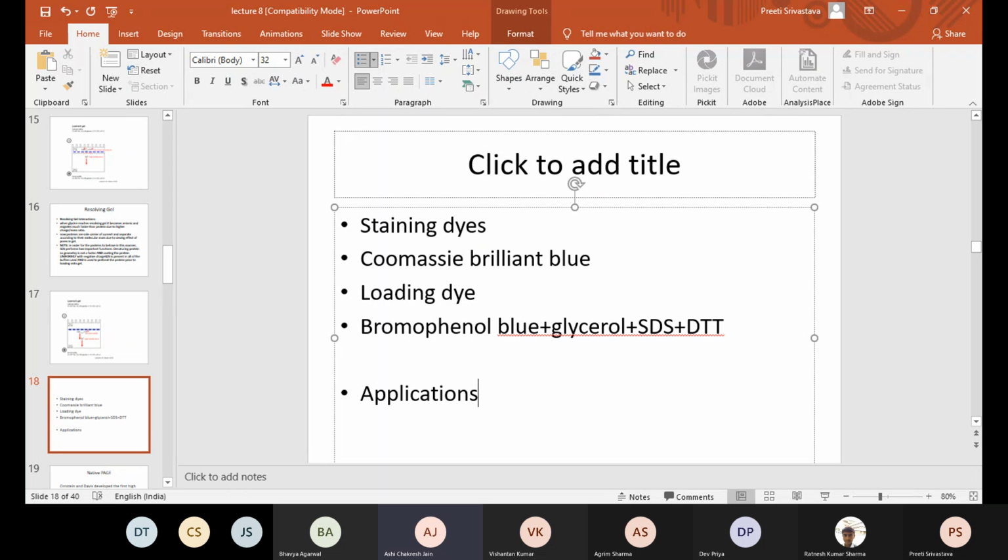Like, what is the purpose of SDS? What is the purpose of stacking? Why discontinuous gels are helpful when we compare them with continuous gels? Yes.